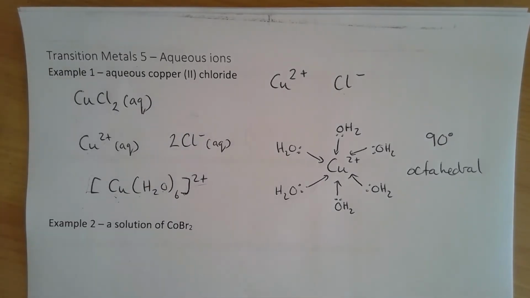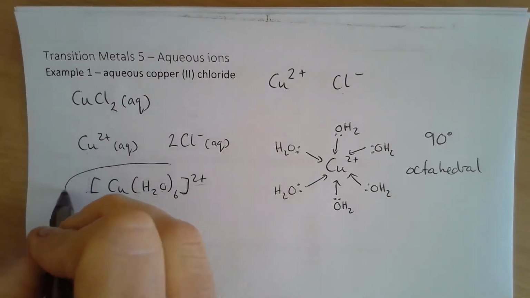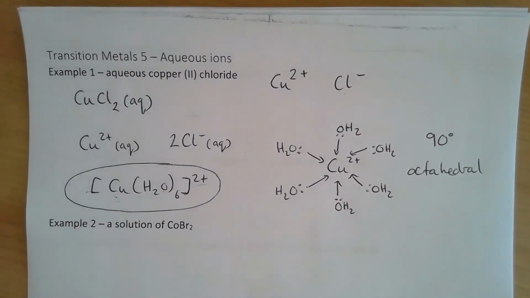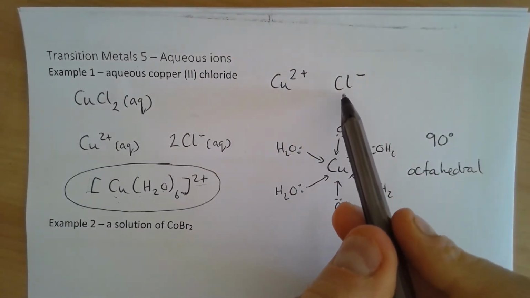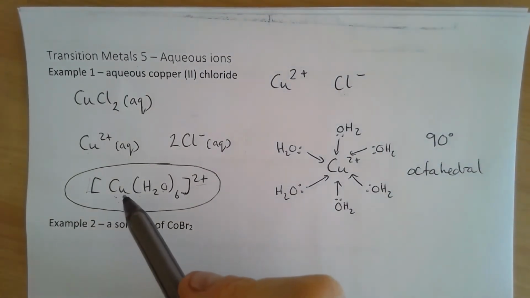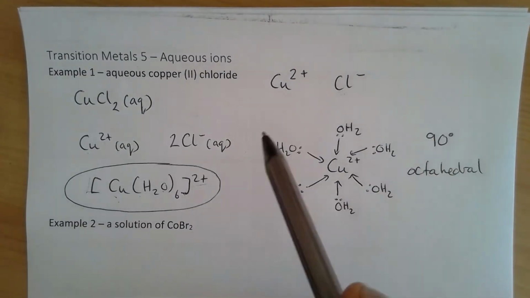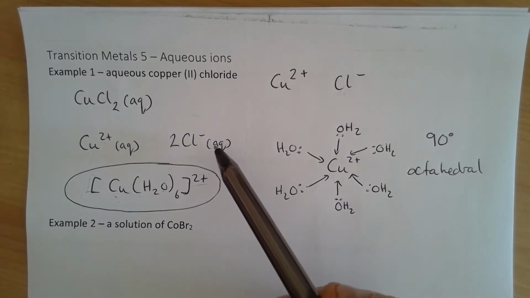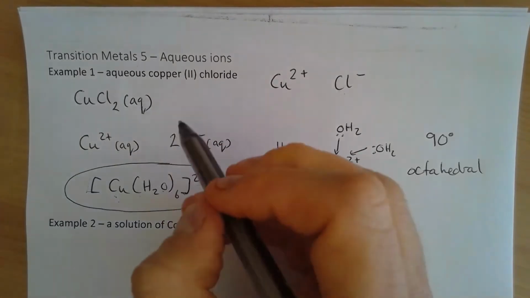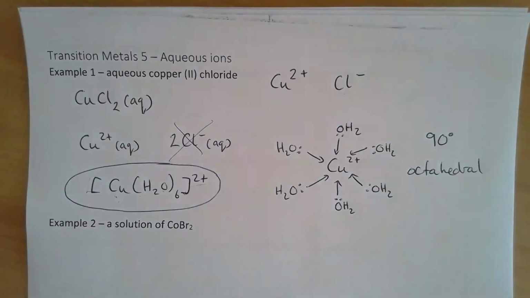The most important thing here is for us to recognise this. This is the complex that we're interested in. The chloride ions are not forming dative covalent bonds to the copper ion. They will simply be spectator ions for the most part, and they will be in the solution. So we're not particularly interested in these. They don't form a complex, they don't form dative covalent bonds, and that's very important.